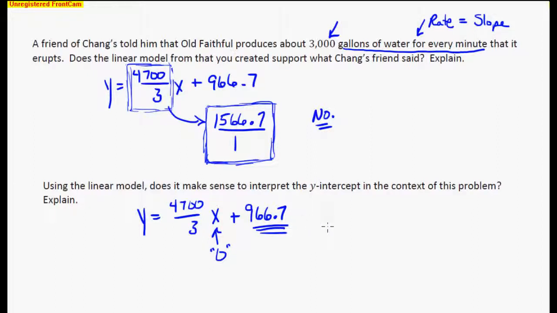And that wouldn't make sense, right? If it erupted for 0 amount of time, remember, x is time. Why would any water have come out? Well, no water would have come out. So no, the y-intercept in this case does not make any sense in this problem. All right? So that is exercise 1. Let me clear everything off, and we'll go on to exercise 2.